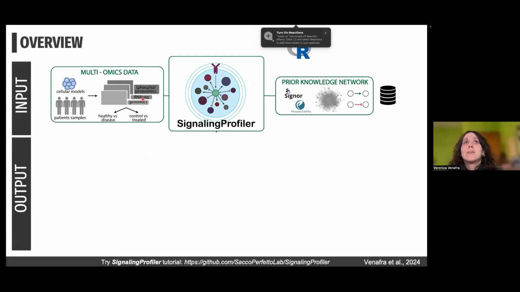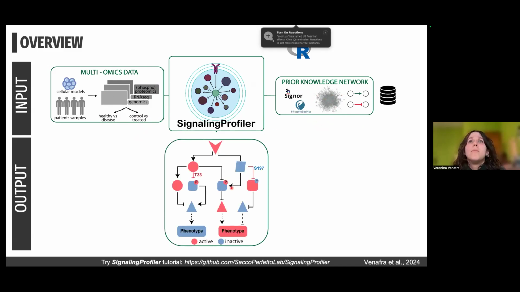or pseudo-bulk transcriptomics, proteomics, and phosphoproteomics collected between two conditions of interest, like disease versus healthy or treated versus control. And these experimental data are combined with the prior knowledge about how molecules interact stored in Signor and phosphosites databases. The output will be a static picture of the signaling remodeling in your experimental data.